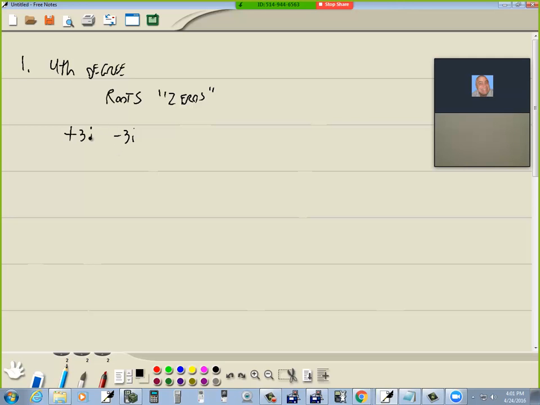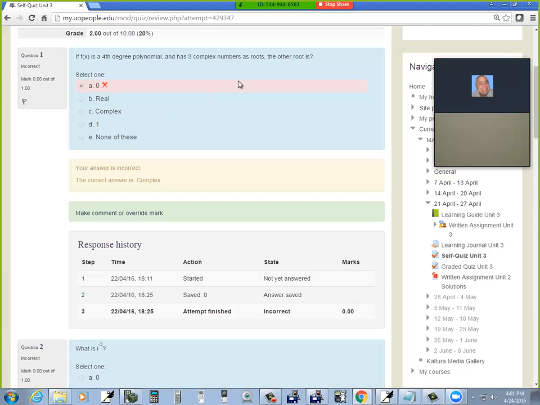These come in pairs. So if I have a 5i, I'll automatically have a negative 5i. Like I say, they always come in pairs. So if it tells you that three of them are complex numbers, the other one has to be complex. And that would be your answer.